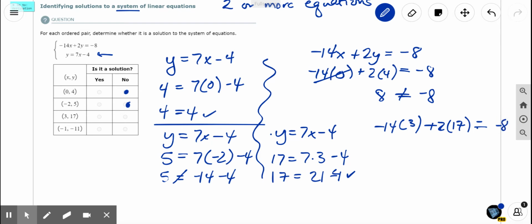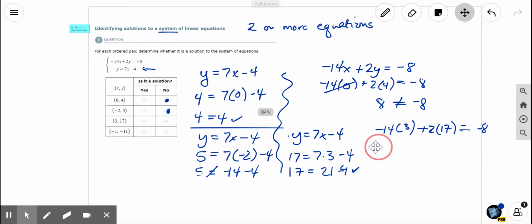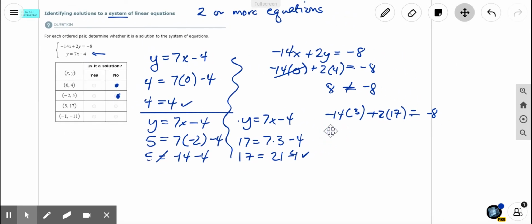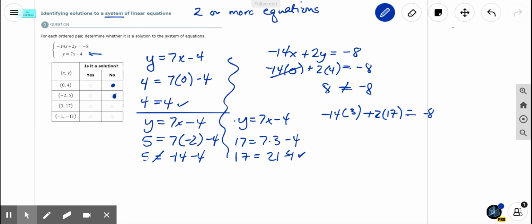Okay, I think I'll shrink this down just a little, you guys, so I have a little more room. Okay, 14 times 3. That's 14 times 3.